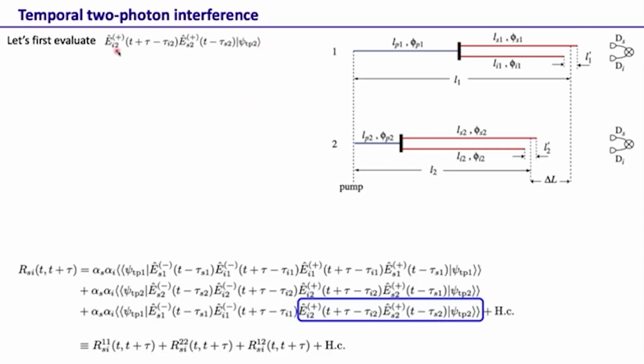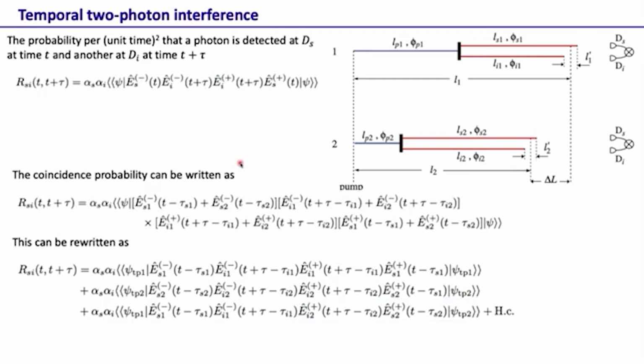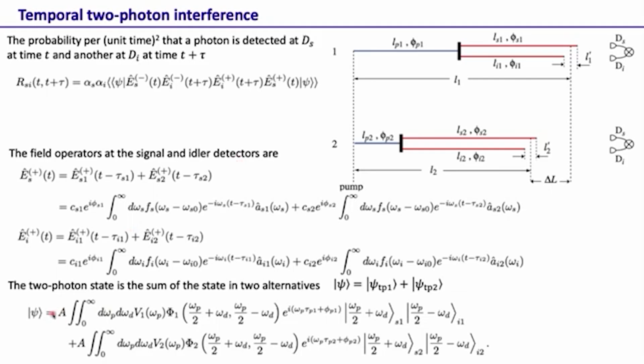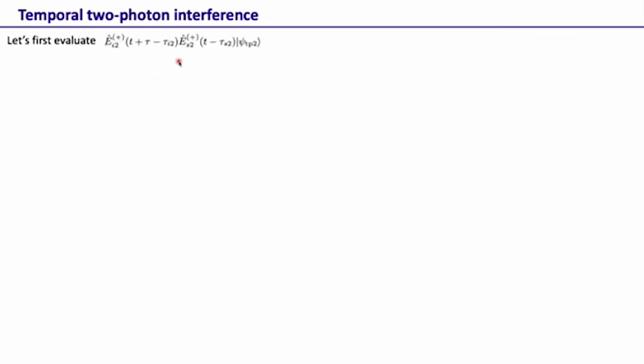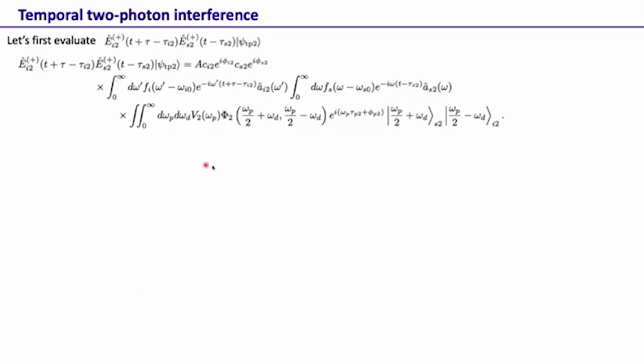We have all the ingredients again, psi TP2 and EI2, ES2. These are all the terms that we already have. That's psi TP2, and these are the expressions for ES2 and EI2 and so on. So we can come here. So let's just calculate this. Here we just substitute the expressions for EI2, that's that, ES2, that's that, and then the state in the second alternative. So that's that.